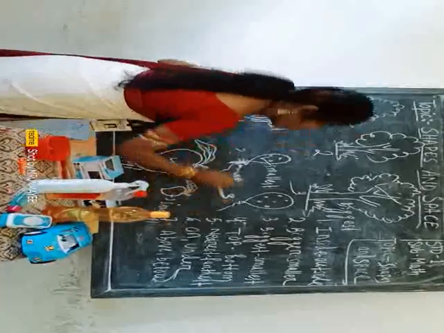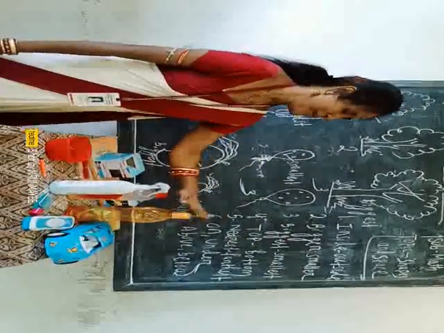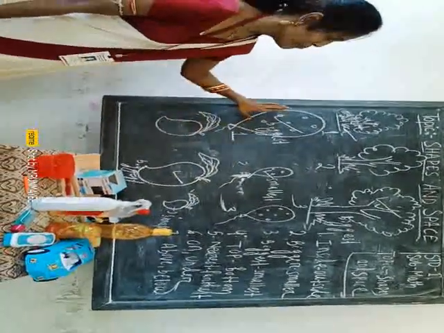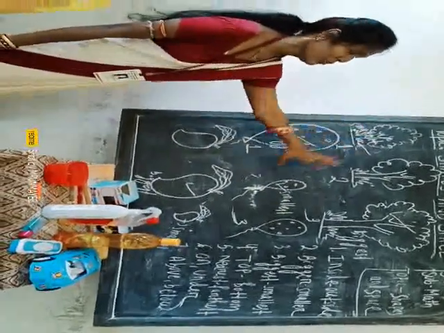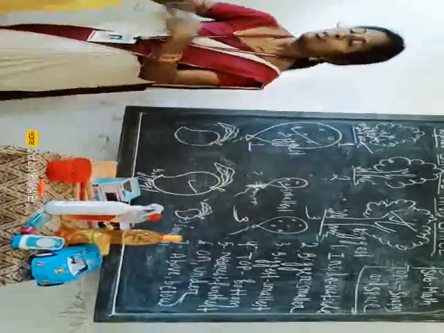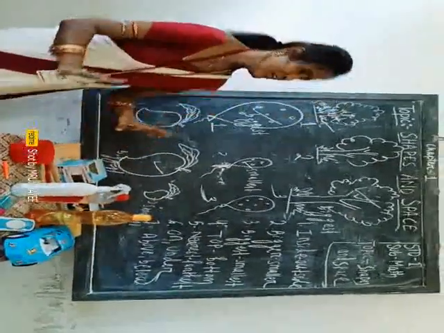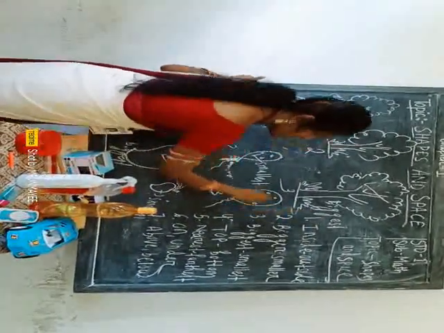So the difference is between bigger and smaller. Bigger, smaller means when we compare 2 objects, that is known as bigger and smaller. And biggest and smallest means when we compare more than 2 objects, in that case we will write biggest and smallest. Clear? Okay. So next is our point. Already points 1, 2, 3 I have discussed.